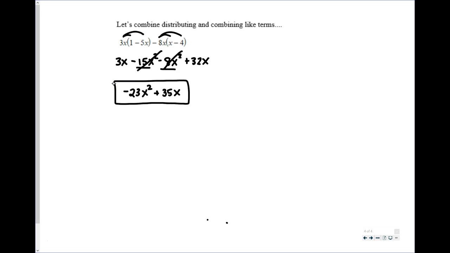Okay, so very short and sweet learning target. The practice might take you a little bit of time. I put a lot of problems on there. Be careful with your variables, and good luck.